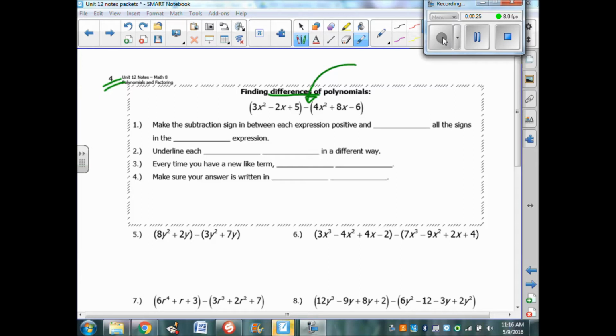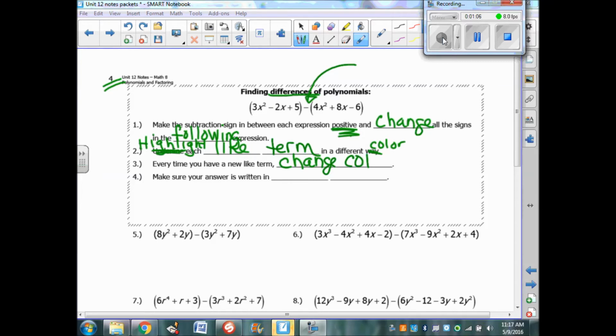It says make the subtraction sign in between each expression positive, and then change all the signs in the following expression. These will make sense as soon as we practice them, so let's just get it written down first. Then I'm going to change underline to highlight because that's what we've been doing. Highlight each like term in a different color. Every time you have a new like term, change colors. And then the last step, make sure your answer is written in simplest form, because simplest form would mean that you combined all your like terms.